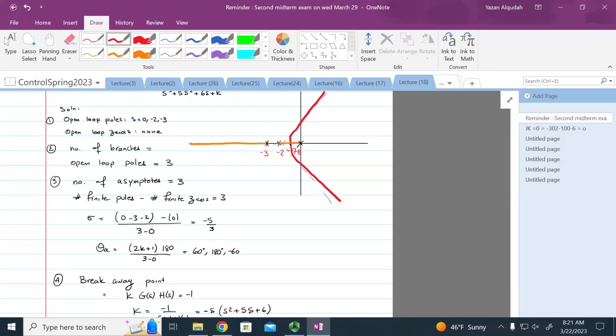So always when you calculate the breakaway point, you have to make sure they're part of the root locus. If you get values that are not, you just ignore them.